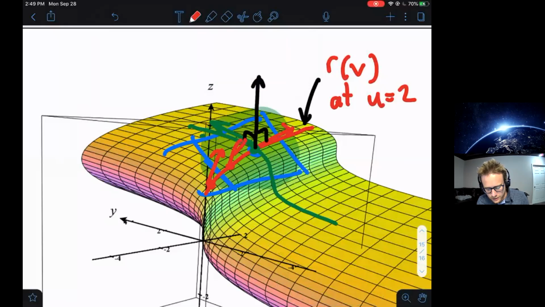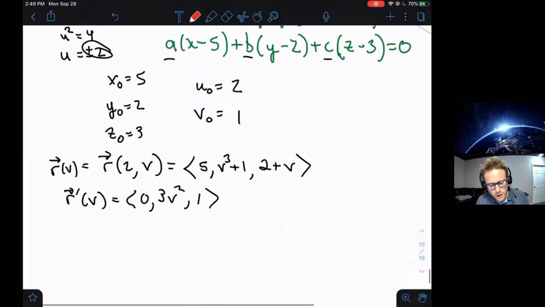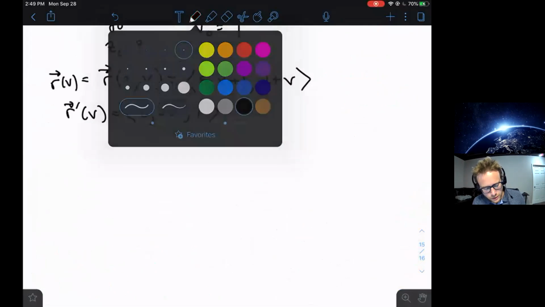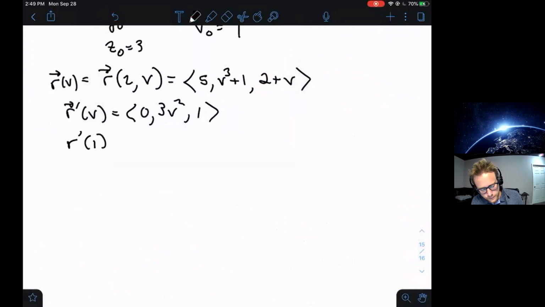But we only want the tangent vector at a very specific point, right? When v is equal to 1. So we don't really care about those other ones right now. This is going to be our special tangent vector that we're interested in. Oops, I did a bad job multiplying by 3 there. So this is one tangent vector. Again, remember, we need a second tangent vector, and then we need to take a cross product.